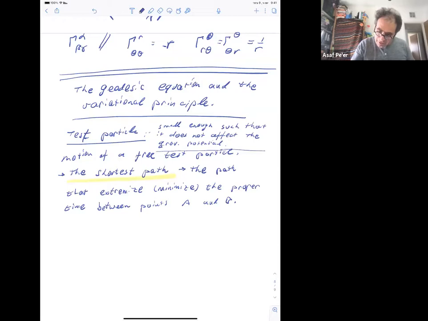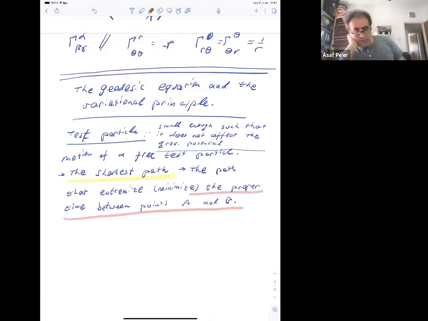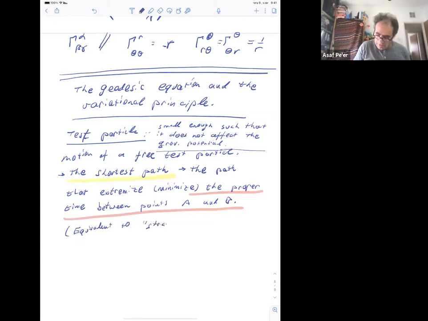Right, now we said the shortest path is the path that minimizes the proper time between points A and B. Right, so this is the equivalent of what in Euclidean space we call the straight line. Right, so the equivalent to straight line in Euclidean space.